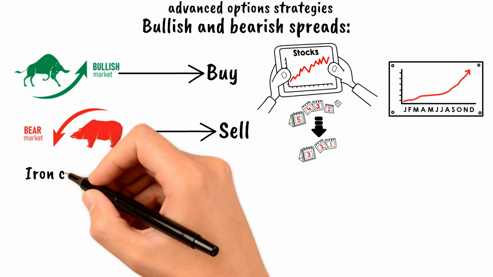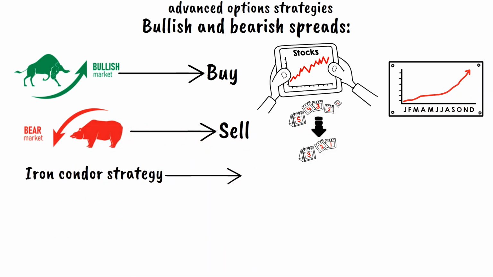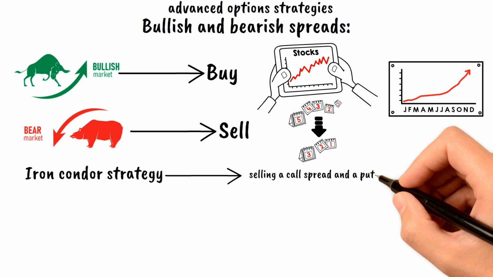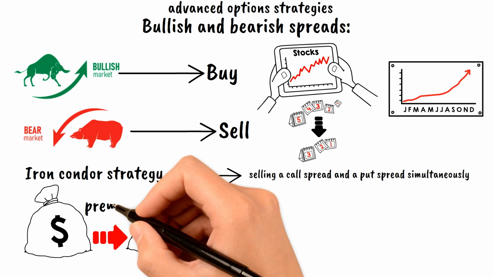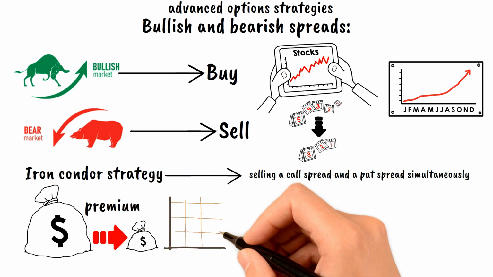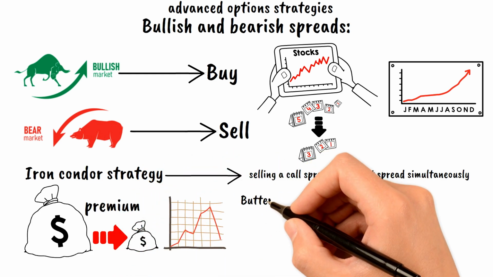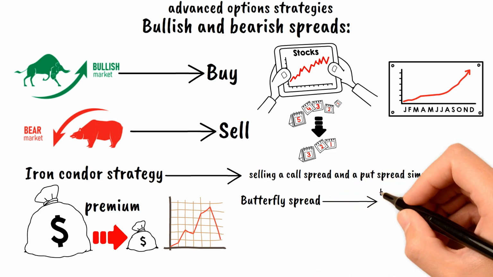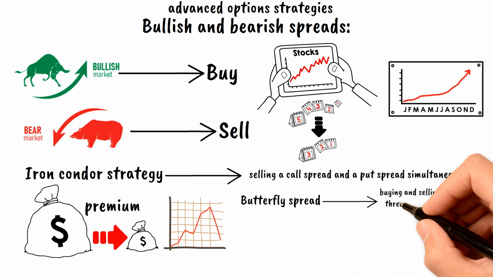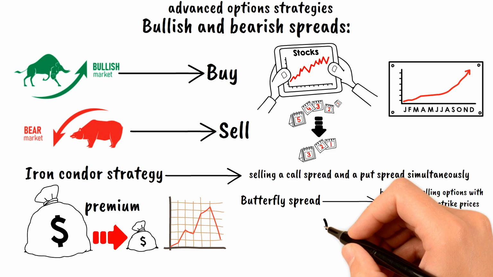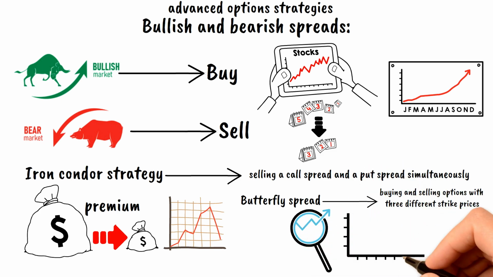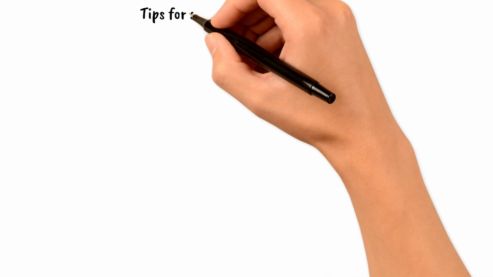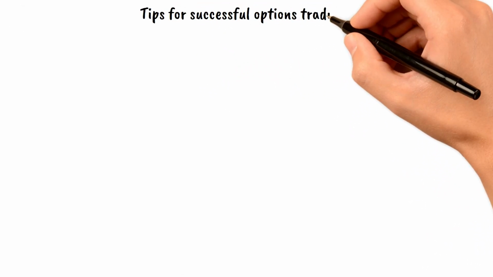Iron Condor strategy combines selling a call spread and a put spread simultaneously. It aims to generate income from the premiums received while limiting potential losses within a specific range. Butterfly spread. It involves buying and selling options with 3 different strike prices. It can profit from a narrow range of prices and is useful when you expect the underlying asset to remain stable.